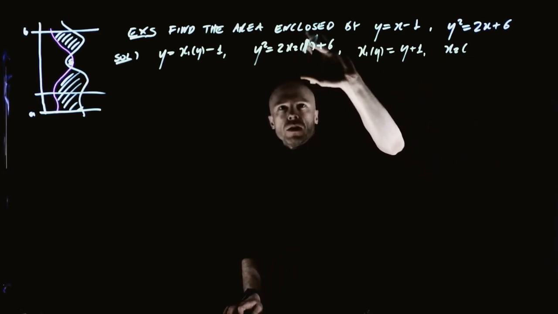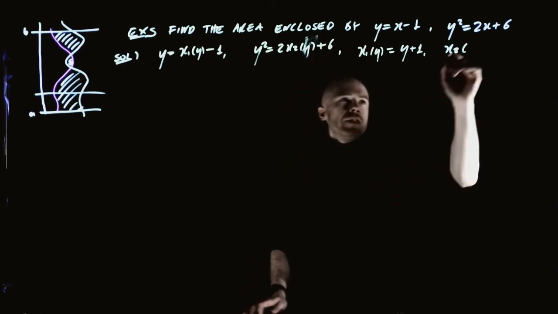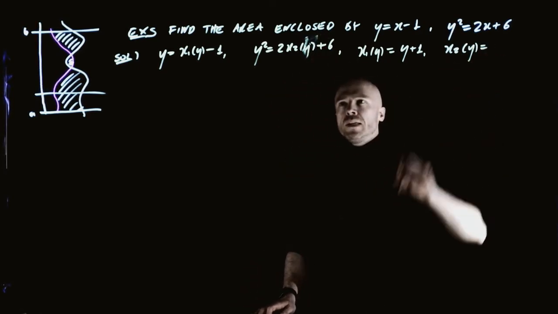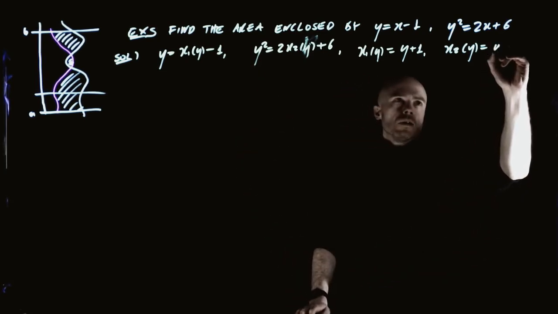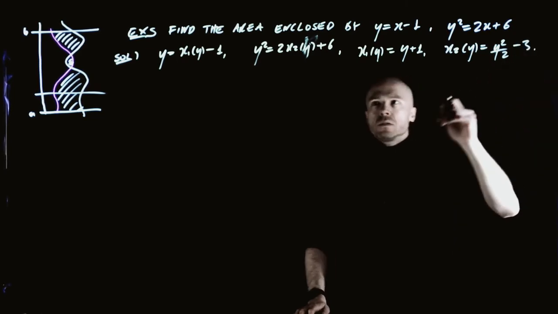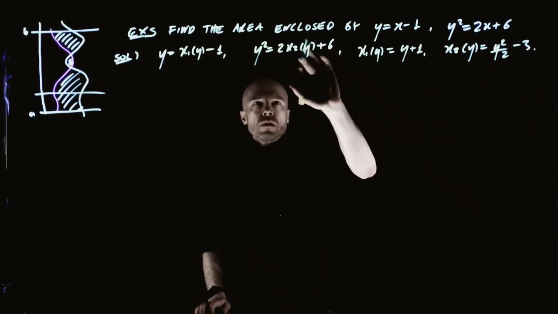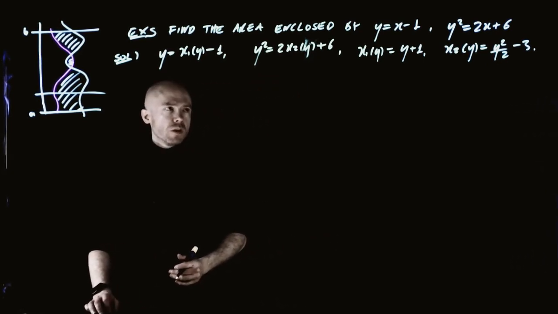I guess I'm getting tired. This is a function of y like this. And then this thing, what is it? If we clean it up, put the 6 on the other side, divide by 2, it's going to be y squared over 2 minus 3. Cool. All right.